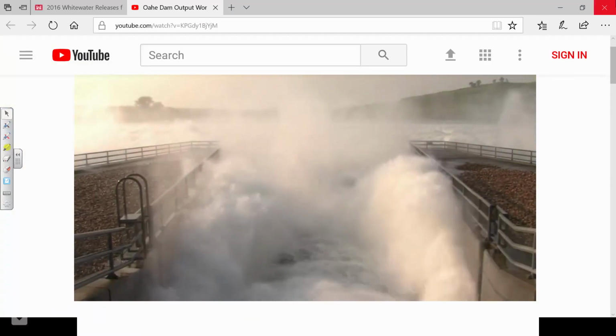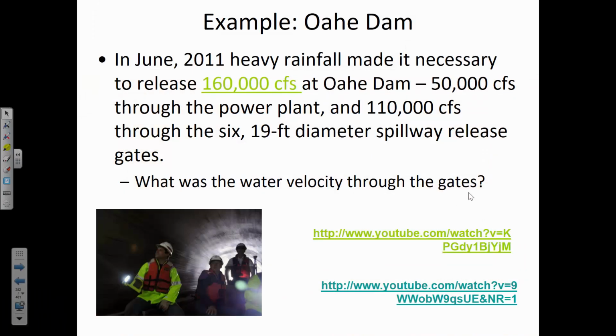So let's consider this example. What is the velocity through the gates? So we know the flow rate, this 160,000 CFS, that's Q. Q, or flow rate, the volumetric flow rate, has units of cubic feet per second. And what we want to find out is the velocity, which has units of feet per second.